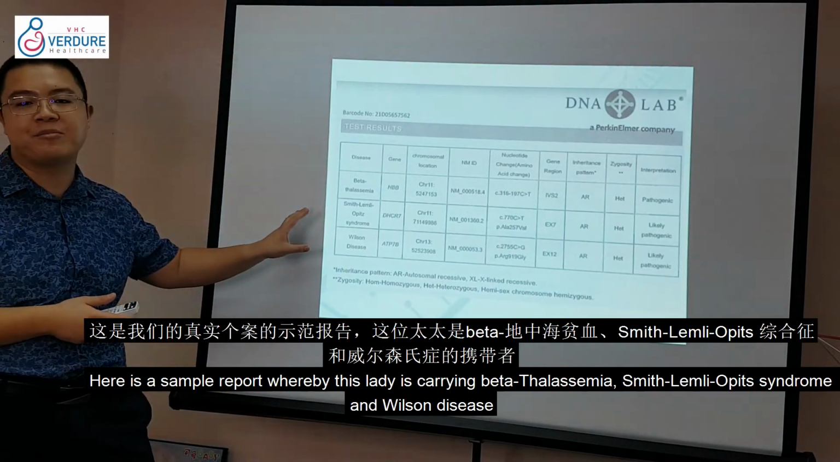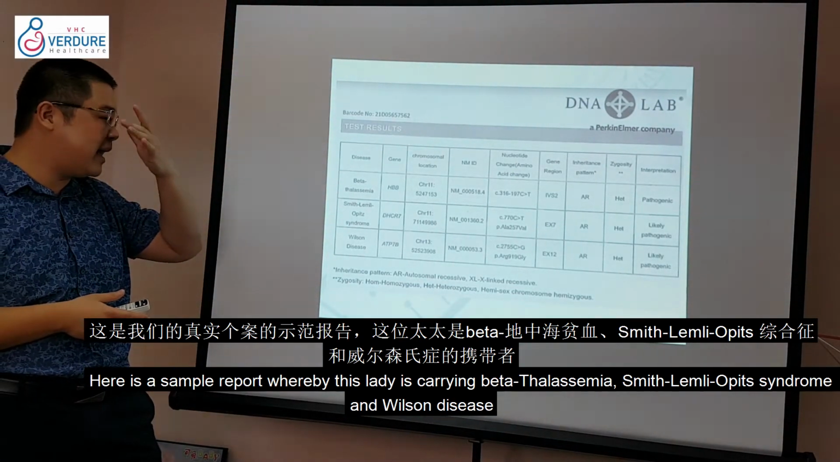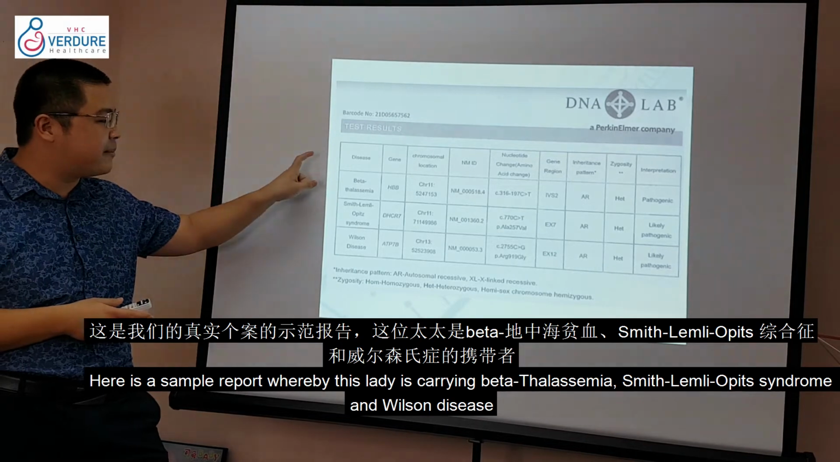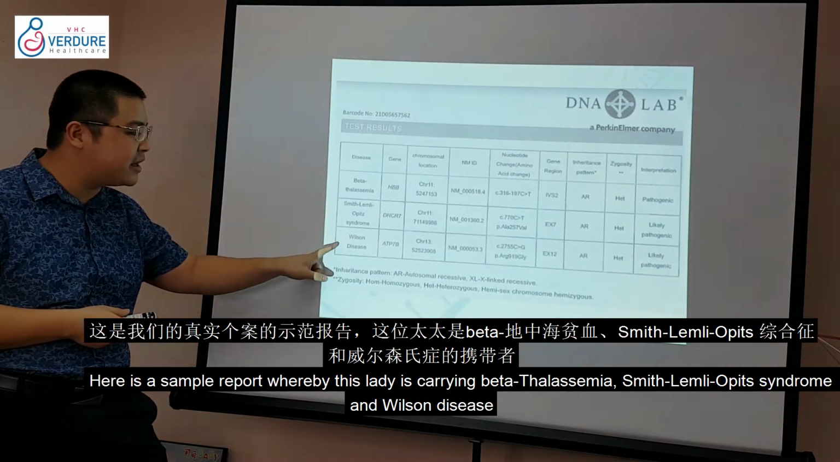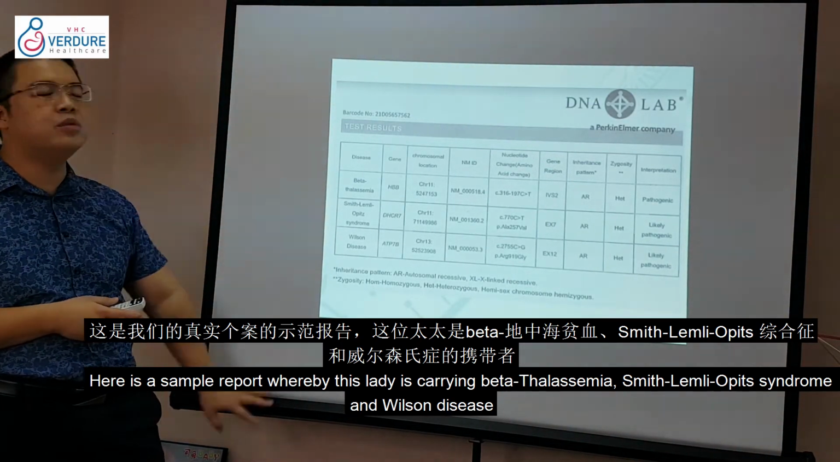Okay, so here's the sample report. This particular lady over here has beta thalassemia, Smith-Lemli-Opitz syndrome, and the Wilson disease.